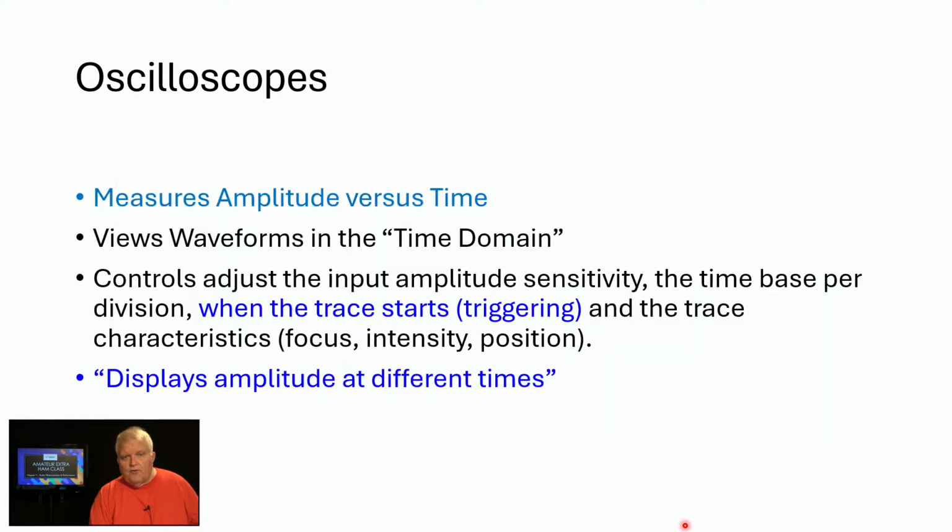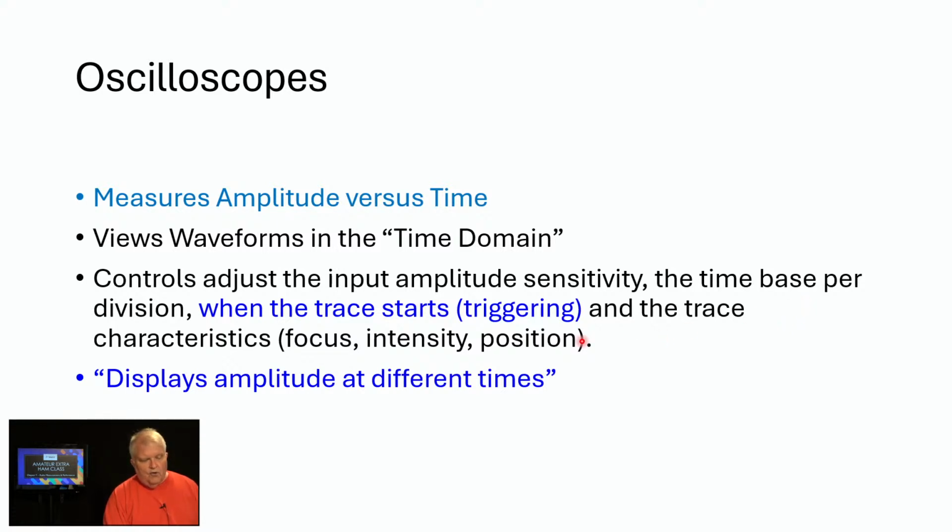Old oscilloscopes or new oscilloscopes, they measure amplitude versus time. So we're viewing waveforms in the time domain, and they have various controls. As I mentioned, on the old ones, it was just the horizontal sweep rate, but now we've got time base per division. So each one of the graticule marks on the display represents a certain period of time.